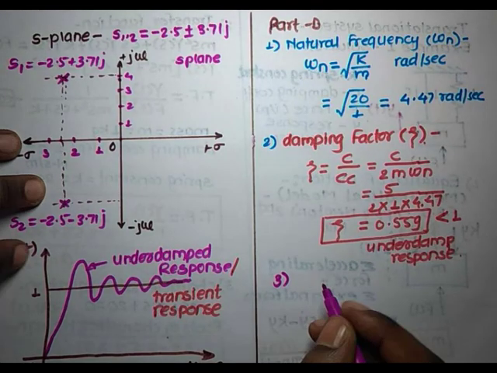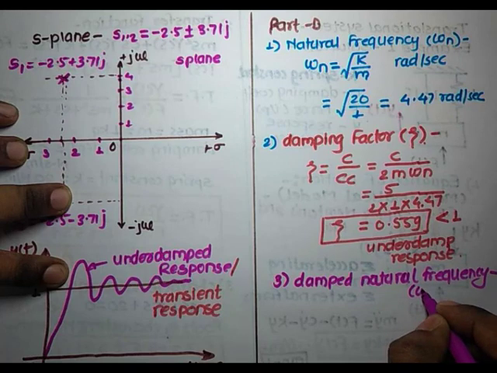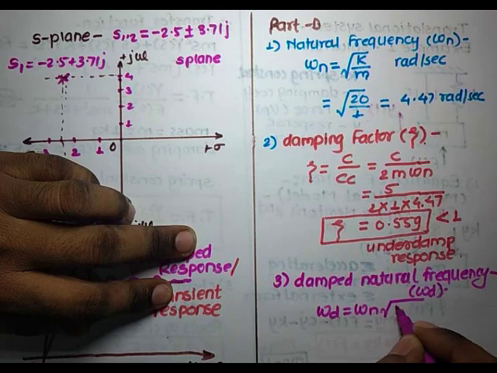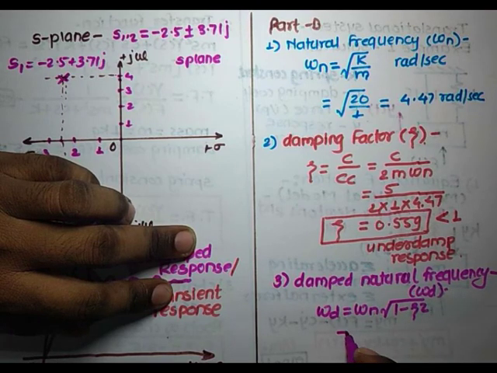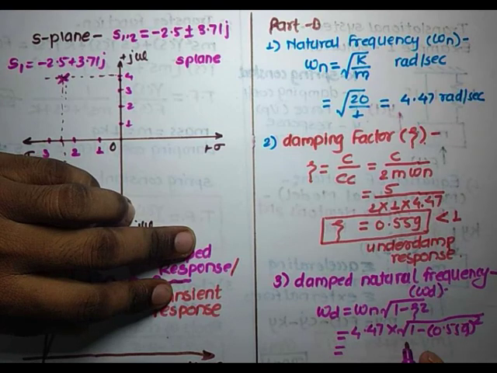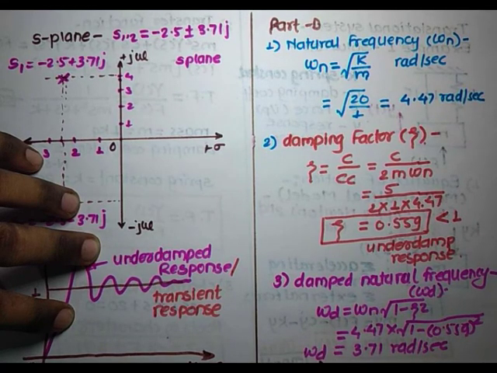And now third is the damped natural frequency, omega d. Omega d is equal to omega n under root 1 minus zeta square. We know that omega n is 4.47 into under root 1 minus 0.559 square. Then if you calculate, we will get omega d is equal to 3.71 radian per second. This is the damped natural frequency.